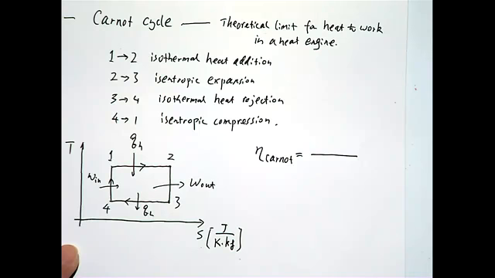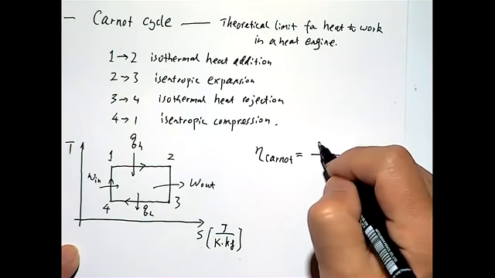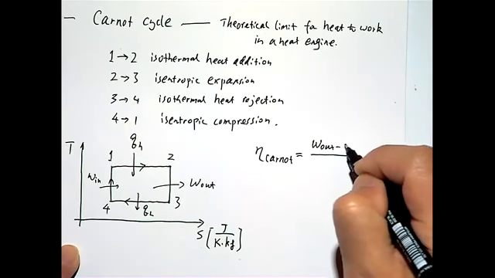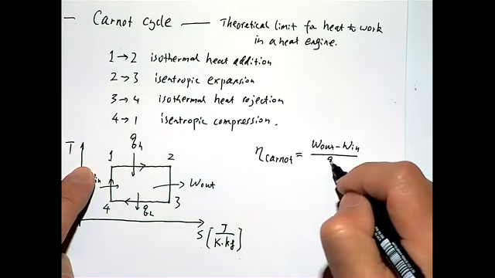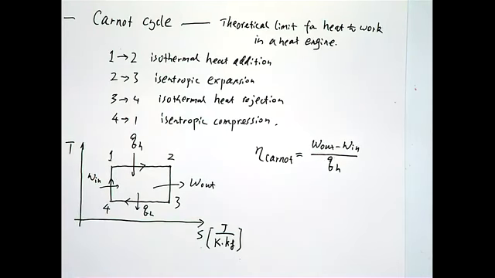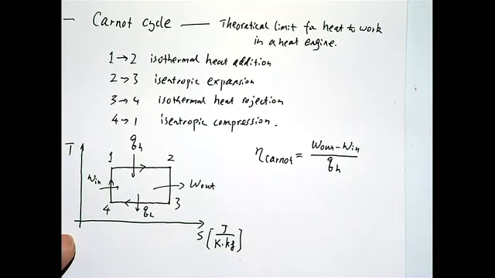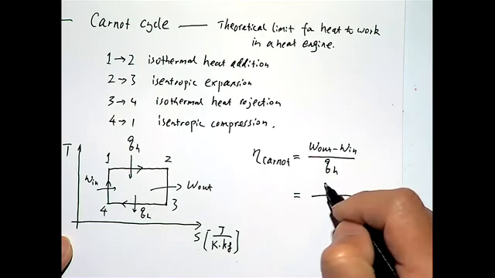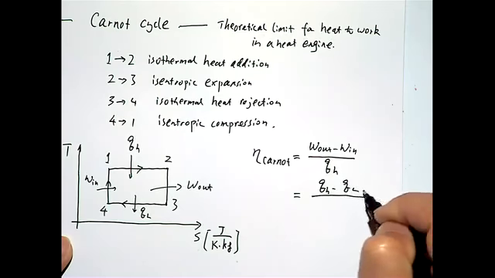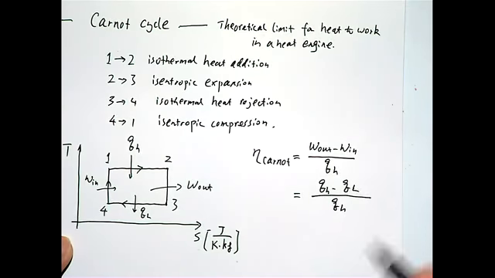So the numerator would be the useful output of the cycle. Here we can write W out minus W in. That should be the net work, the useful output of the cycle here. And the required input to drive this process would be the heat transfer from the hot reservoir. All right, so we can rearrange this as QH minus QL divided by QH.